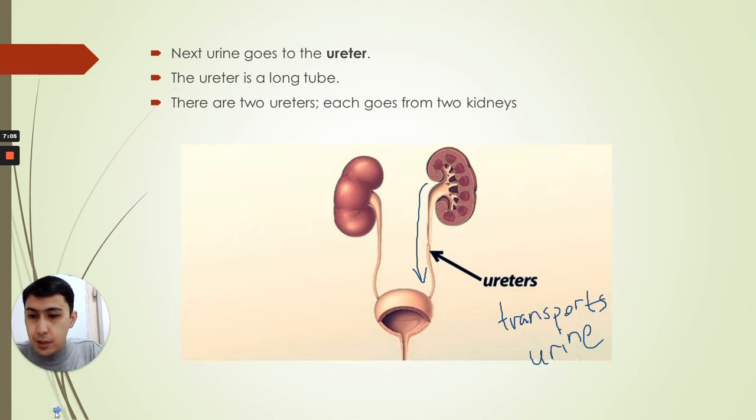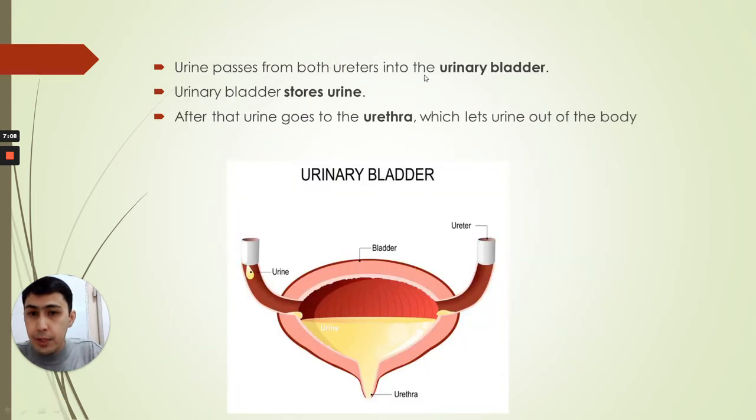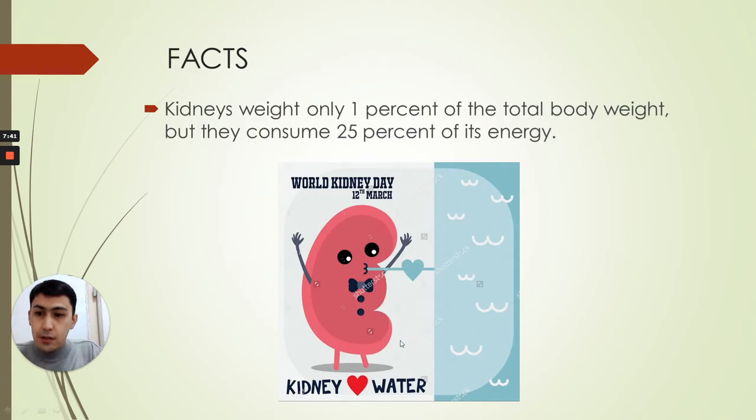Next, after the ureters, the urine goes to the urinary bladder. The urinary bladder is the place where the urine is stored. When it fills, it gives the feeling of needing to excrete, to remove the urine from the organism, and then the urine is removed by the urethra. So it lets the urine go out from the organism. These were the four main organs of the urinary system.